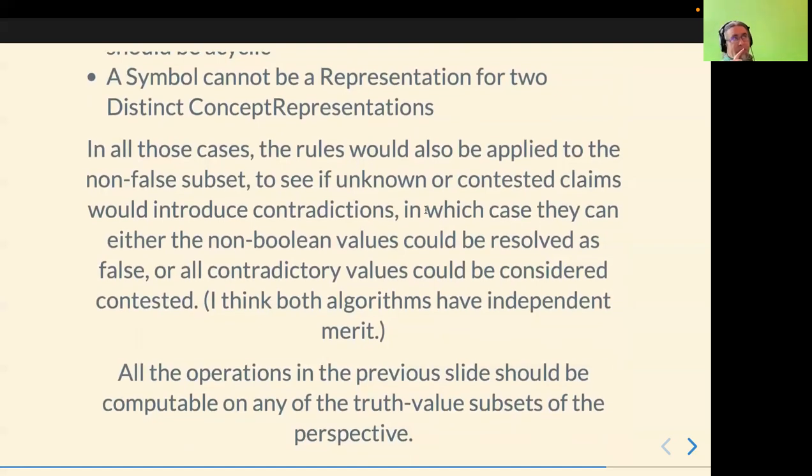So if there's a contradiction in the true statements, then we definitely have to correct it. But what's interesting is we can also say, let's look at the non-false ones and let's see if any of the unknown or contested things would introduce a contradiction. And then what would we do? We could say, well, this one introduced a contradiction, so we'll mark it false. So that's one way of treating it. And this should not be automated. This should be a human operation.